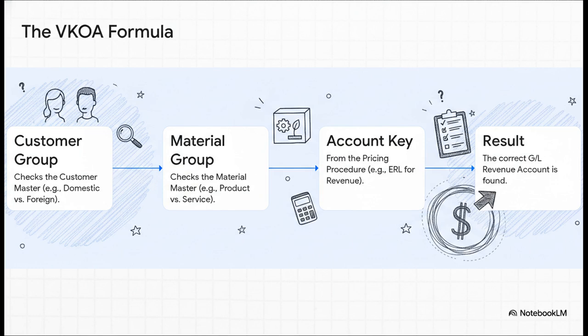Okay, this next one, this is where so many people get stuck. Automatic account determination. How in the world does SAP know which GL account to post revenue to when an invoice is created? It feels like magic, but it's not. It's a very specific formula, controlled by the transaction VKOA. The system basically looks at the customer, then it looks at the material, then it looks at the pricing, and it combines all those clues to find the one single correct GL account. And let me tell you, understanding this process is your secret weapon for fixing billing problems.